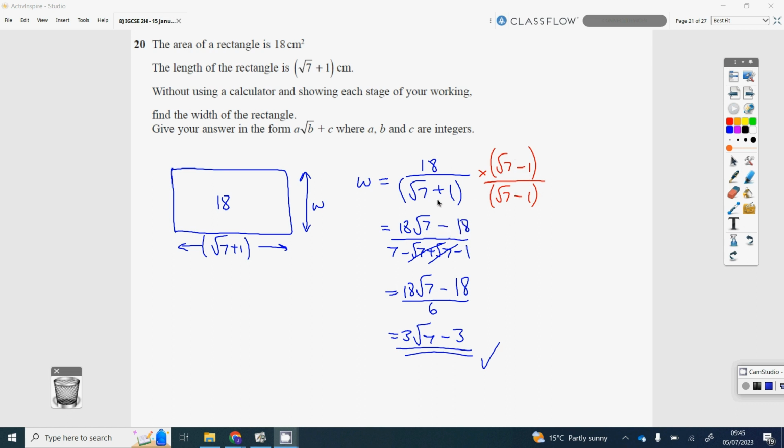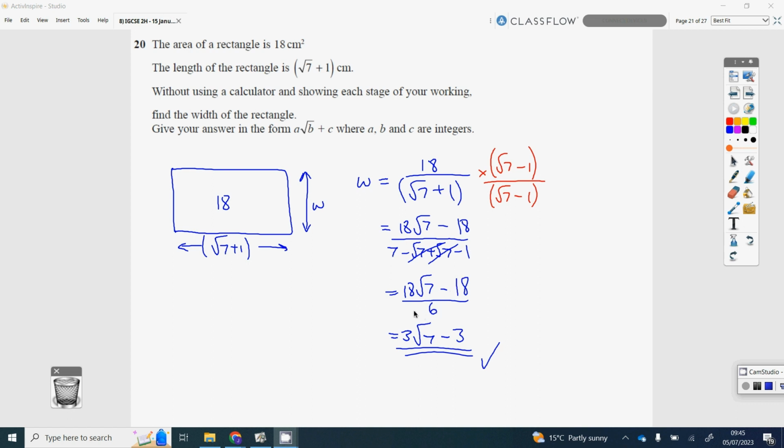Now on the bottom, I've got a pair of brackets. So they're going to be the four terms. So root 7 times root 7 is root 49, which is 7. Root 7 times minus 1 is minus root 7. Plus 1 times root 7 is plus root 7, and 1 times minus 1 is minus 1. Now, because we've done this change of sign over here, we've gone from the plus to the minus, these two middle terms, the two terms including surds, will be equal and opposite, so they can cancel out, just leaving you with whole numbers on the bottom. And obviously, 7 take away 1 is 6.